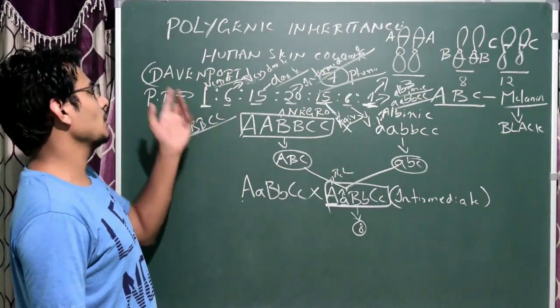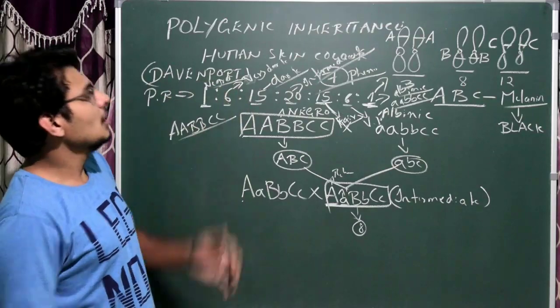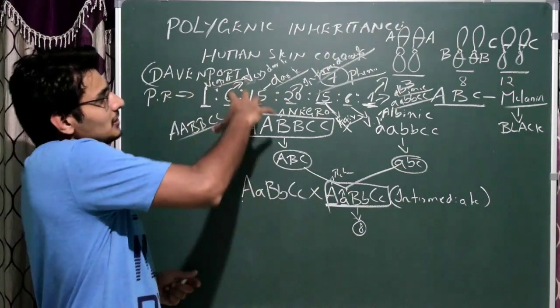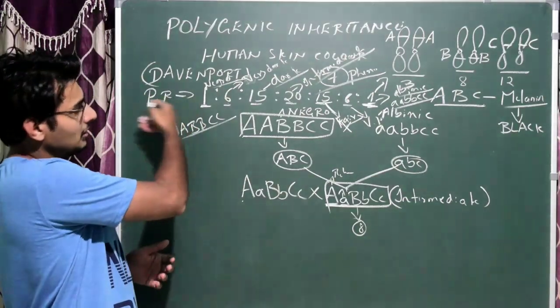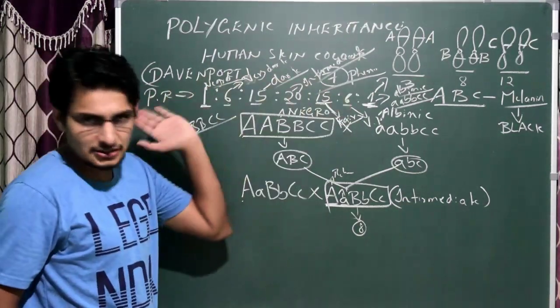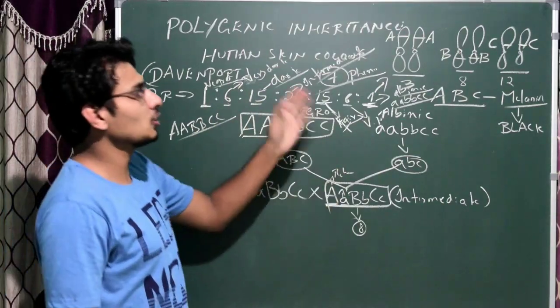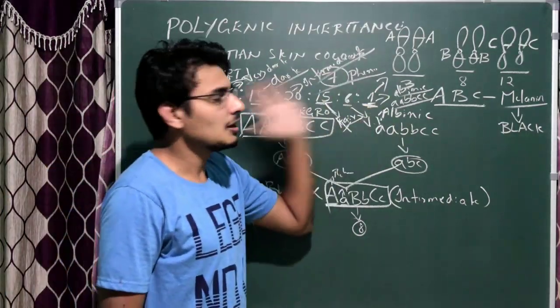Please remember these two actually. Davenport actually found that human skin color has 7 phenotypes. He gave the phenotypic ratio as this. You have to remember this. That's it. A cross between Negro and albinic woman.